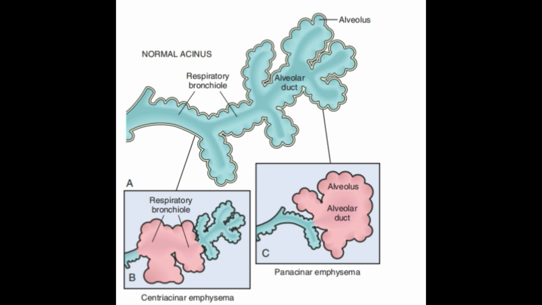Now we will see the summary of emphysema. Emphysema is a chronic obstructive airway disease characterized by the enlargement of air spaces distal to the terminal bronchiole. Subtypes include centriacinar, most common and smoking related, panacinar, which we see in alpha-1 antitrypsin deficiency, and distal acinar and irregular. All these are the types.